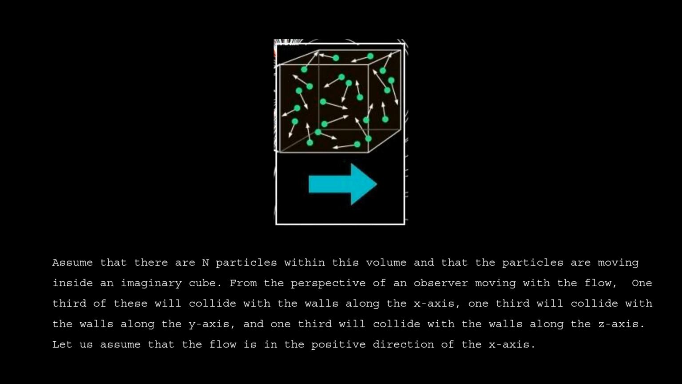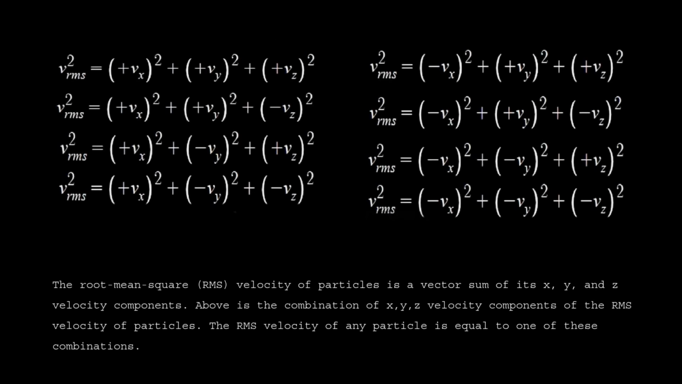Let us assume that the flow is in the positive direction of the x-axis. The root mean square velocity of particles is a vector sum of its x, y, and z velocity components. Above is the combination of x, y, z velocity components of the RMS velocity of particles. The RMS velocity of any particle is equal to one of these combinations.